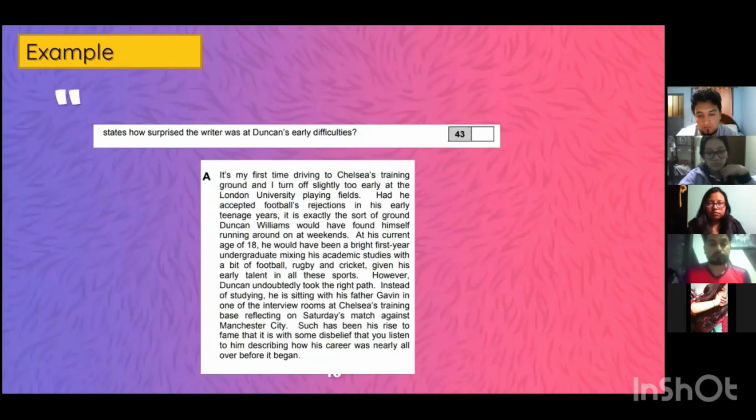Next, please. For the example, here we have to find the possible answer. We have to read all the text, and the answer is the letter A.